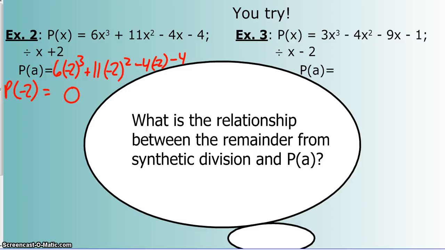All right, example 3, you try. Now, I do believe this is a new example, so take a minute to do number 3. It is using synthetic division, and then you want to find p of a, which in this case is going to be p of 2. Now, read the question. Okay, so you're going to pause the video, try that question, and then let's take a look. What is the relationship between the remainder from synthetic division and p of a? Is there a relationship?